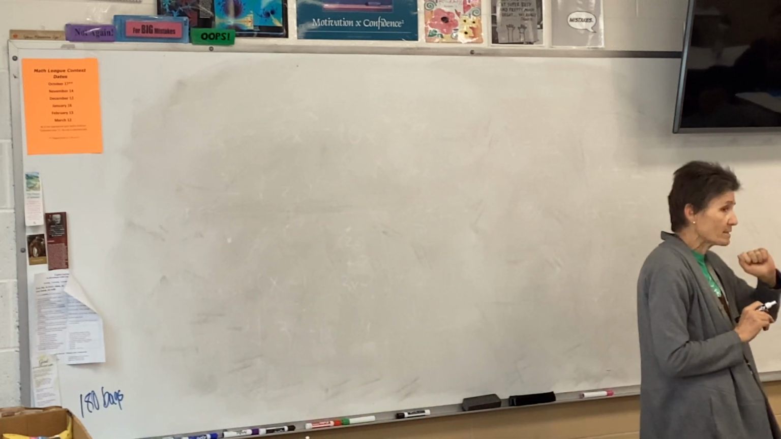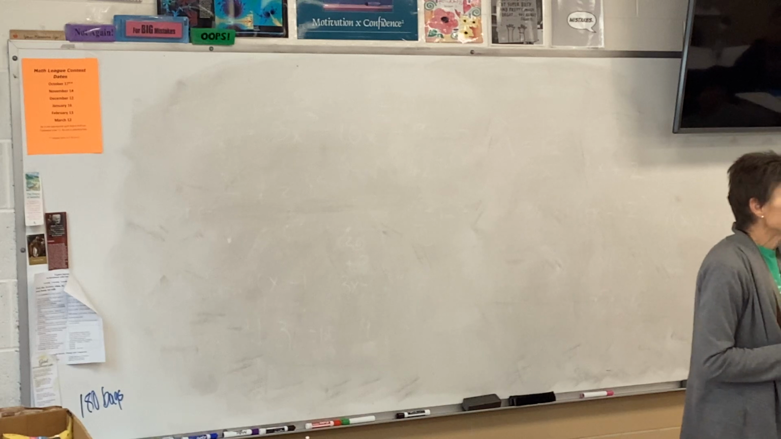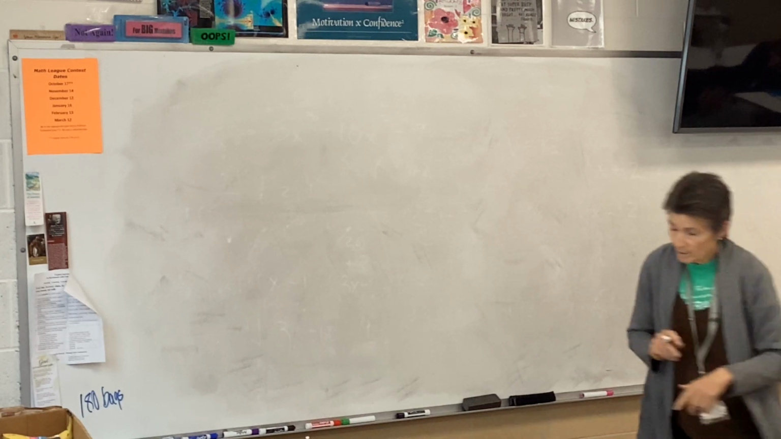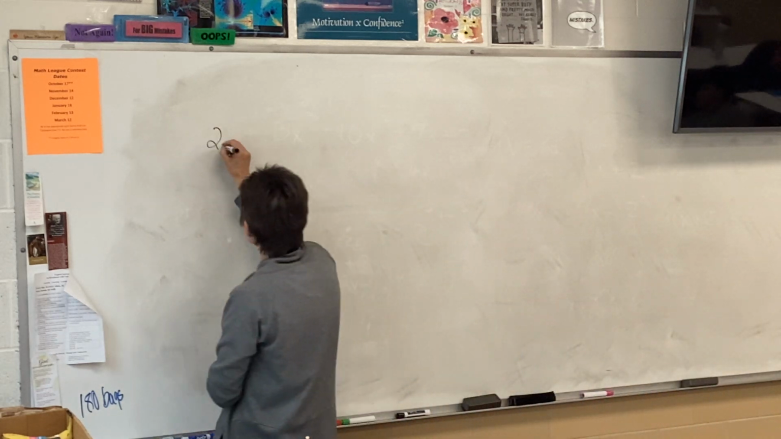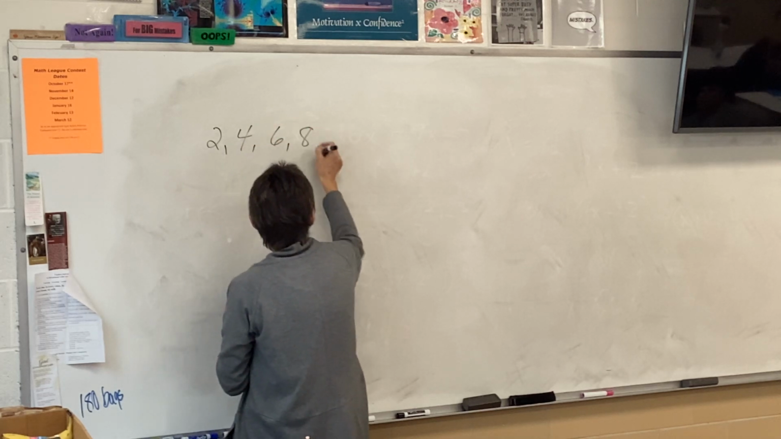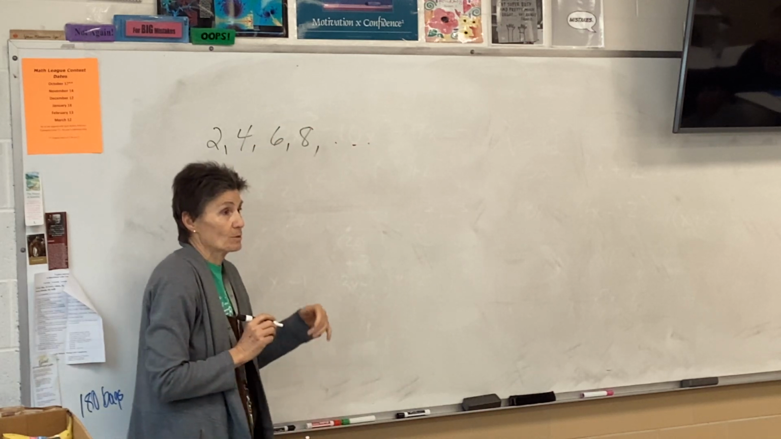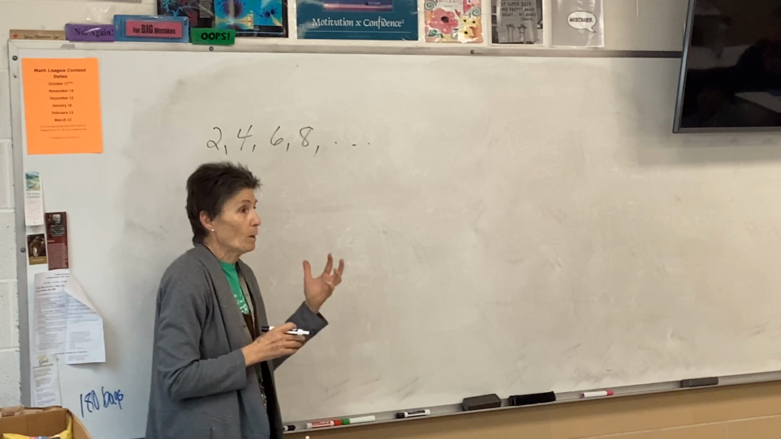That is a sequence of numbers. 2, 4, 6. 2, 4, 6, 8. Okay, so that's a nice sequence of numbers. Okay, can anybody give me another sequence of numbers? We're just going to look at different ones.